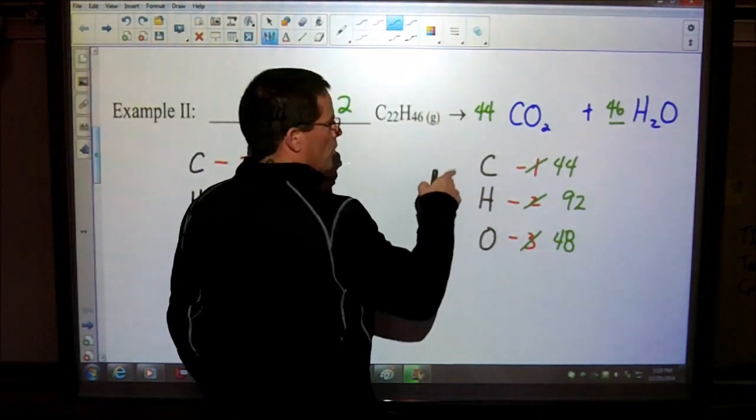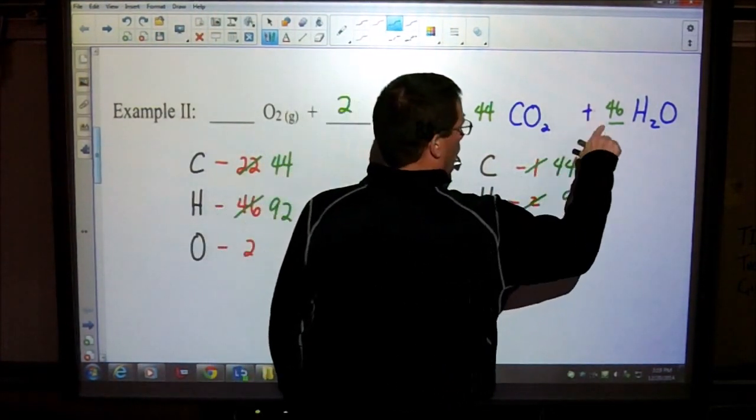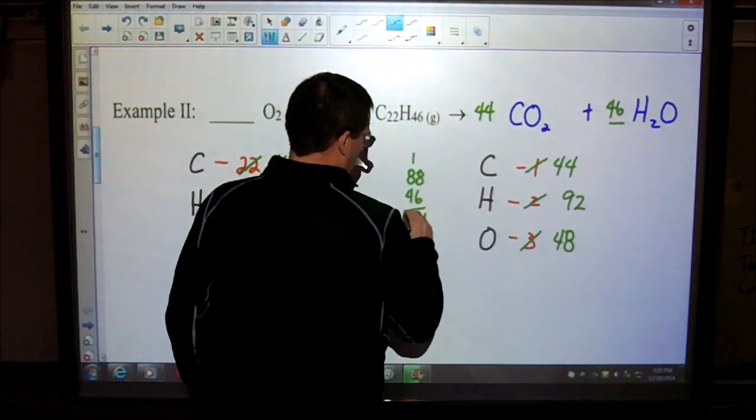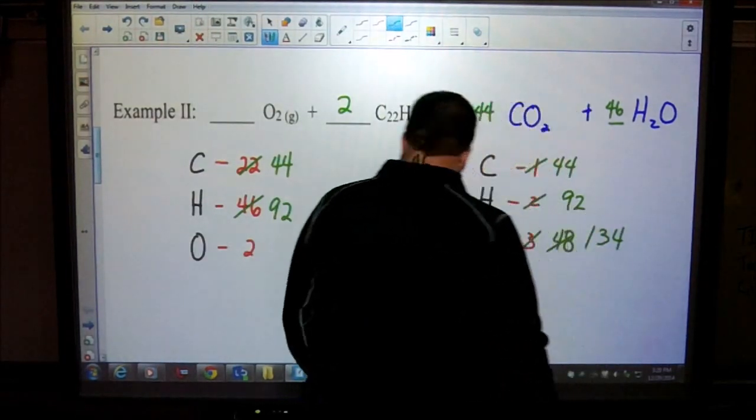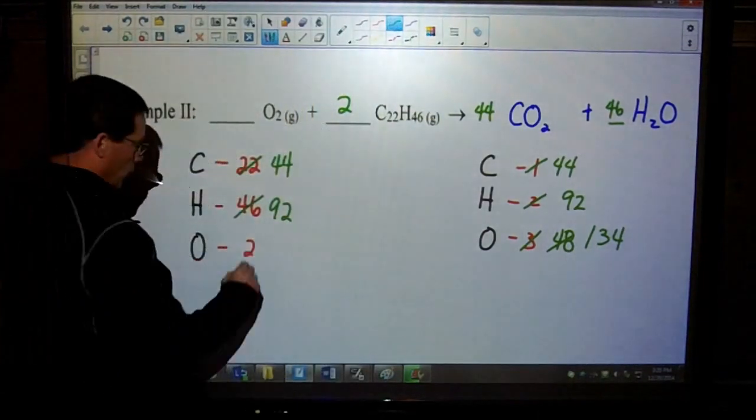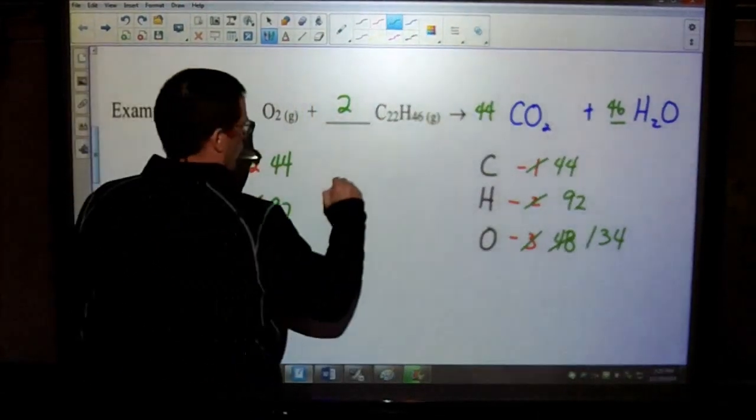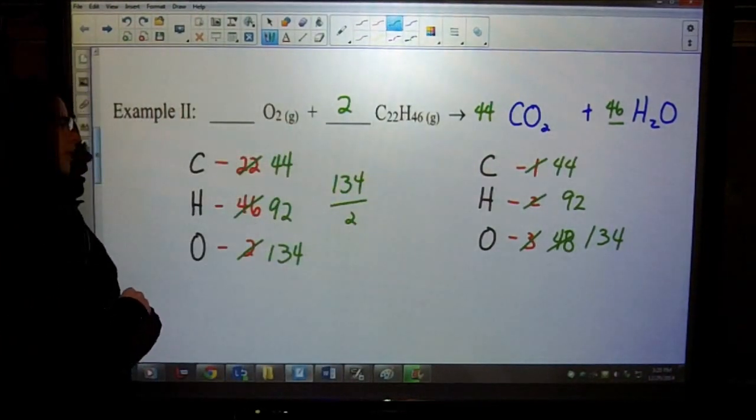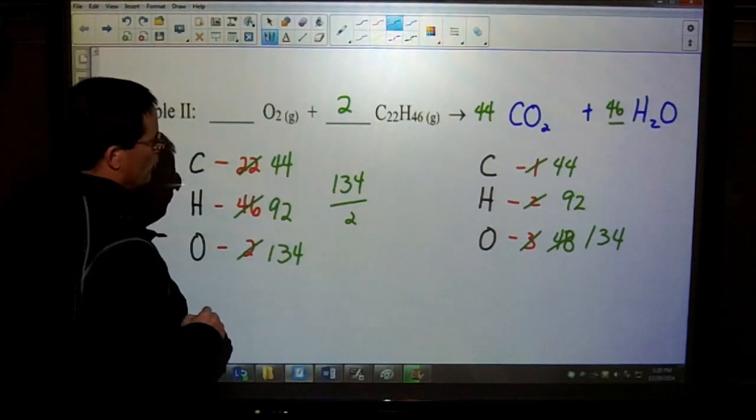So now we have 44 carbon. Let's get our oxygen. We have 44 times 2, which is 88, plus 46 times 1, so we have 134 oxygens on that side, which means that we will need 134 on this side. So 134 divided by 2, what is that? 67. Ah, shoot.